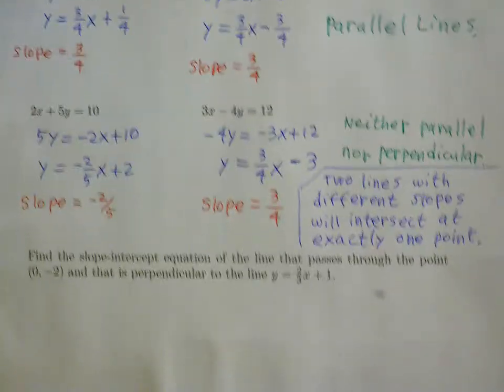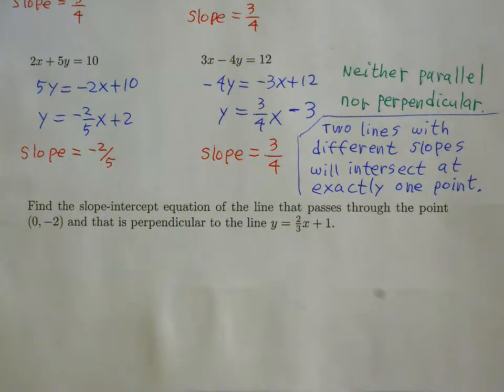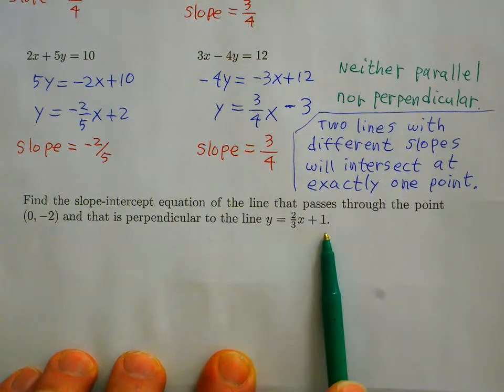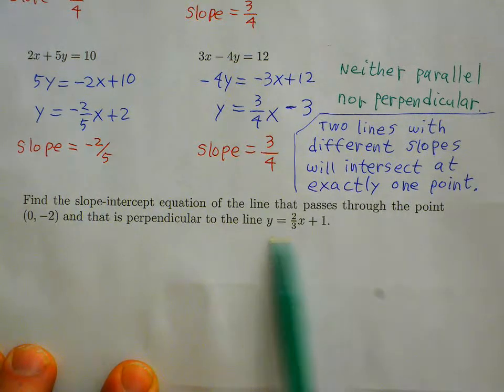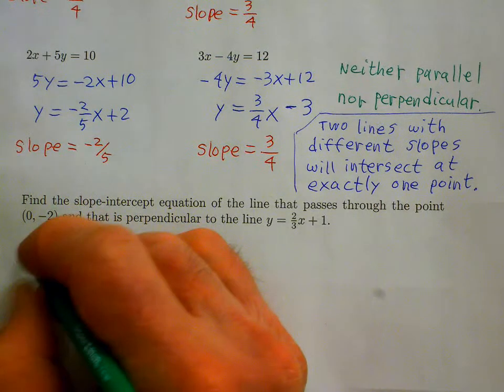Okay, the next problem. This says find the slope-intercept equation of the line that passes through the point 0, -2, and that is perpendicular to the line y equals 2/3 x plus 1. Okay, so this equation is given in slope-intercept form. So I'll refer to this as the given line. So the slope of the given line is 2/3.